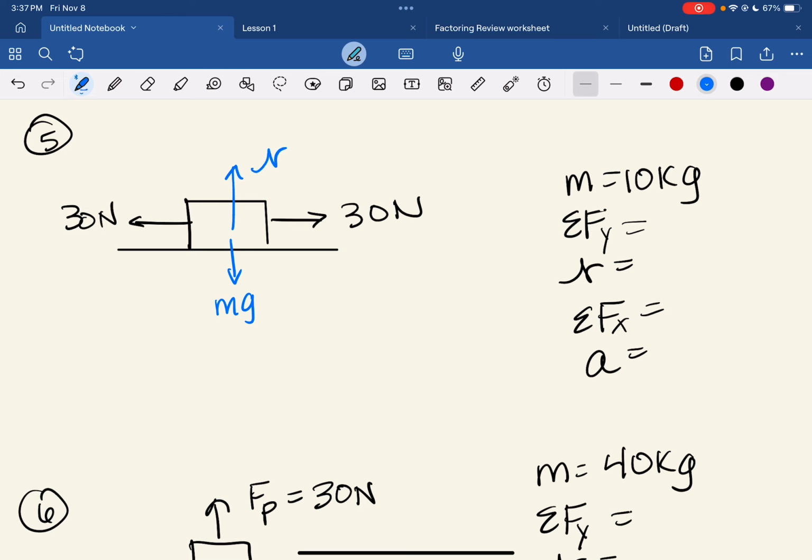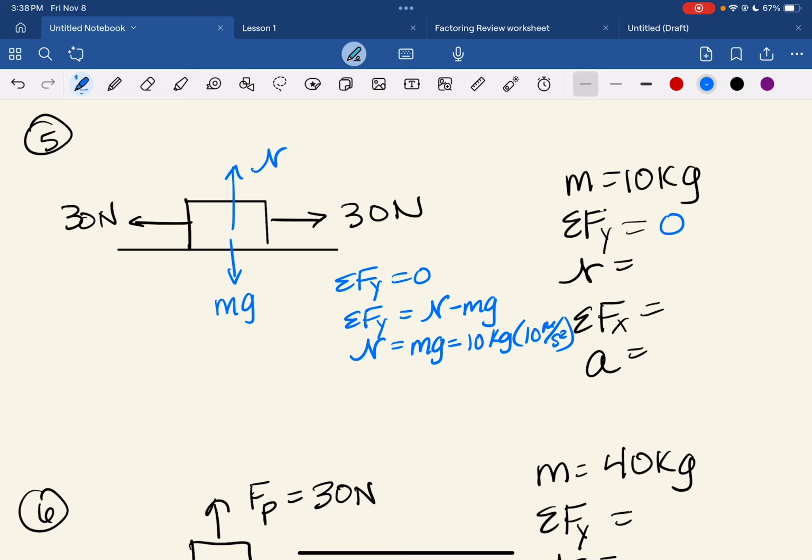So we know that this is potentially only moving in the x direction, so the sum of my forces in the y direction is going to equal 0. And my normal force, sum of my forces in the y direction, is going to equal normal minus mg. So they're going to be equal to each other. So my normal force is equal to mg, which is 10 kilograms times 10 meters per second squared. So my normal force is equal to 100 newtons. Now I don't see a mu anywhere, so there's no friction that's involved.